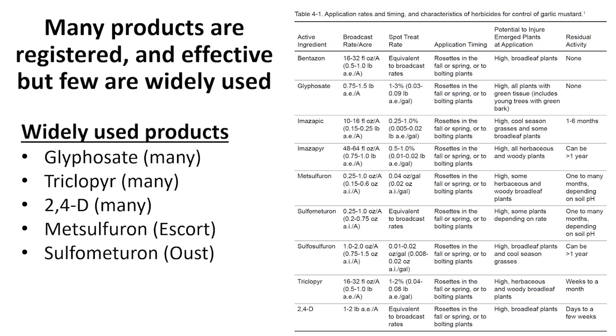Then we also have products that are registered for forestry use, such as sulfometuron, and this product is really great because it can have up to a year of residual activity for those hard to reach areas that you don't want to visit, and you can utilize this product and be effective at getting some long-term control. So lots of products are available.